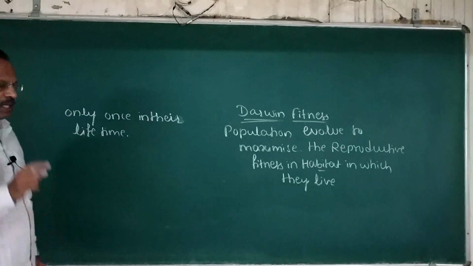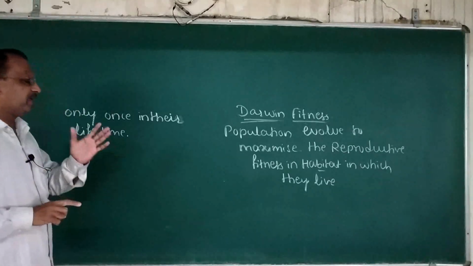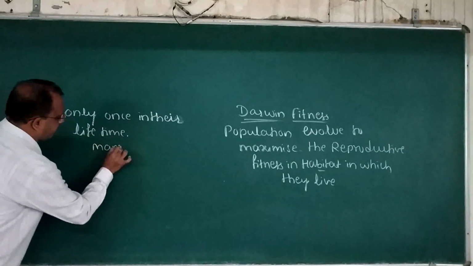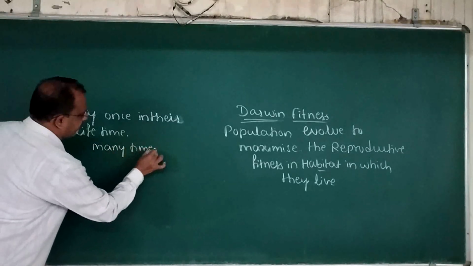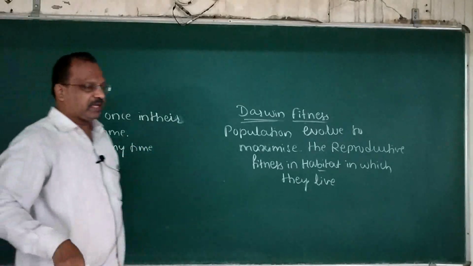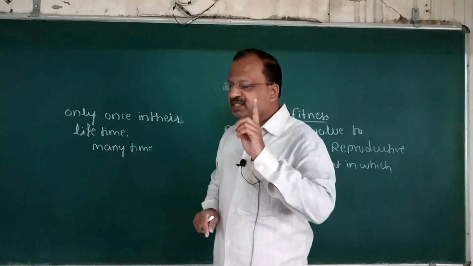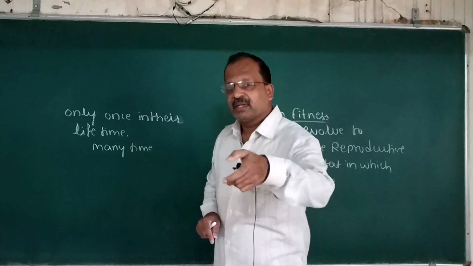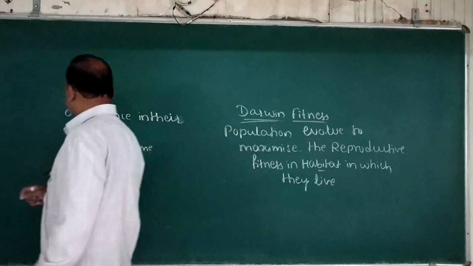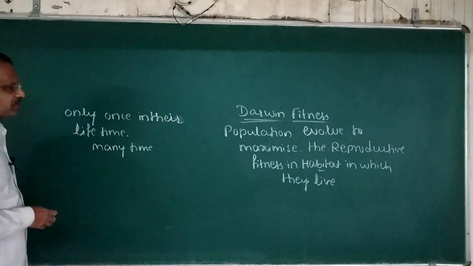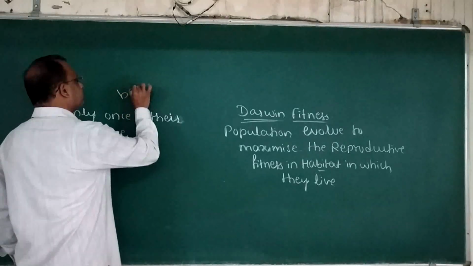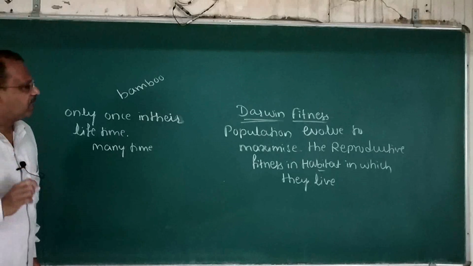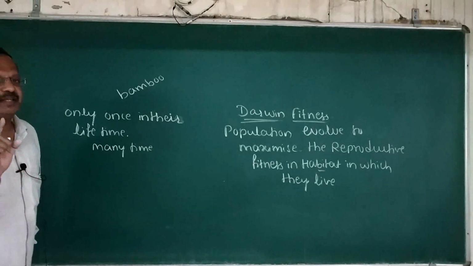Some organisms will breed only once in their lifetime. Others will breed many times in their lifetime. Once in their lifetime, we have already come across an example, bamboo. It produces flowers only once in its lifetime, generally after 50 to 100 years.